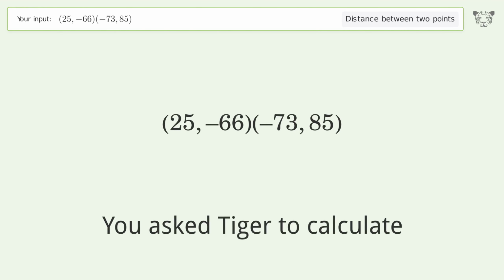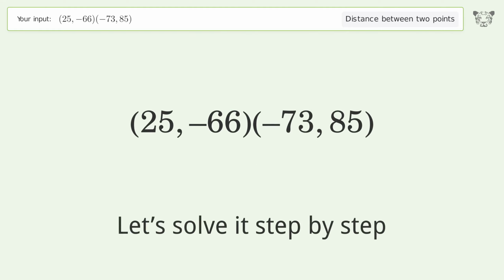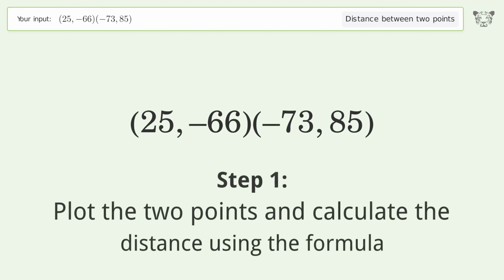You ask Tiger to calculate. This deals with the distance between 2 points. The distance between the 2 points is the square root of 32,405, or 180.014. Let's solve it step by step. Plot the 2 points and calculate the distance using the formula.